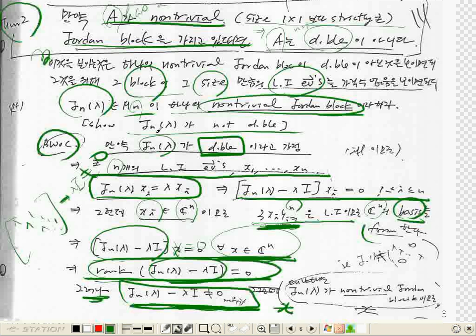So if it is a non-trivial Jordan block, then it is not diagonalizable. So we can say if we have a non-trivial Jordan block in the Jordan canonical form of a given matrix, then that matrix is not diagonalizable. I'll try to, in a very careful way, not waste time.